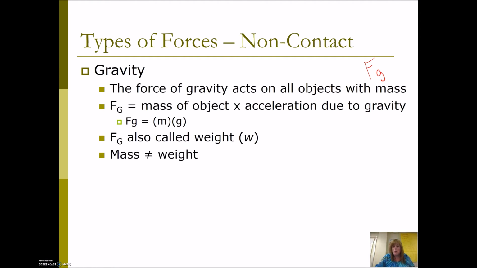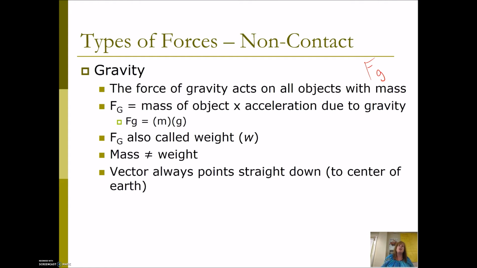You're not really talking about your mass, because mass and weight are not the same thing. Mass makes up the force of gravity, but your weight depends upon where you're located, what the acceleration due to gravity is on you at that spot. So if you go to another planet, you're going to have a different weight. Now, the vector direction is always towards the center of the Earth. It's always straight down. Right? So when we draw the force vector for the force of gravity, it's always going to point straight down.